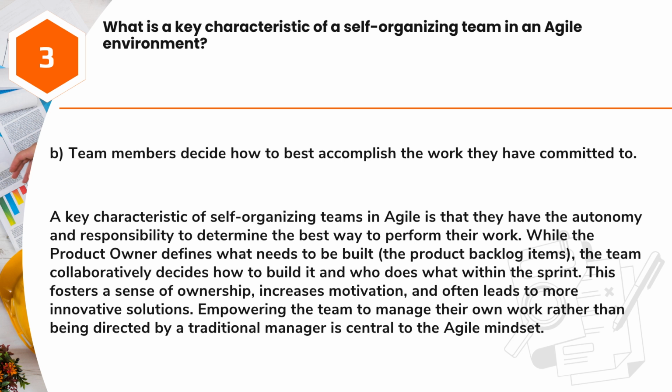Answer: B. Team members decide how to best accomplish the work they have committed to. A key characteristic of self-organizing teams in Agile is that they have the autonomy and responsibility to determine the best way to perform their work. While the product owner defines what needs to be built, the product backlog items, the team collaboratively decides how to build it and who does what within the sprint.